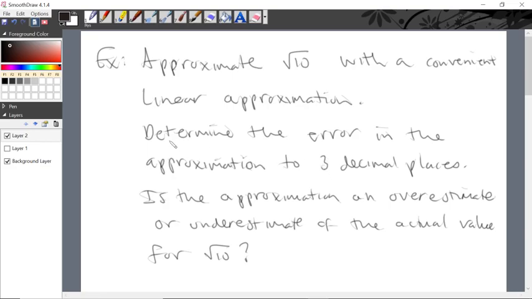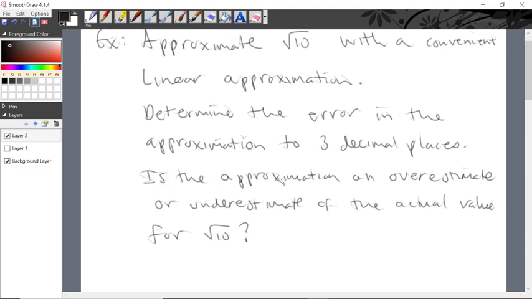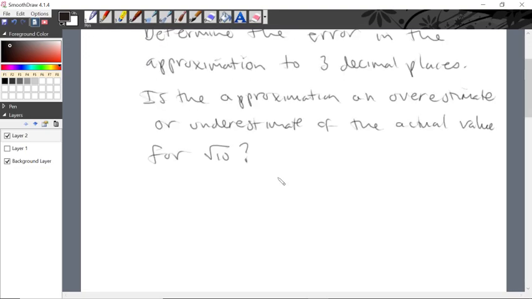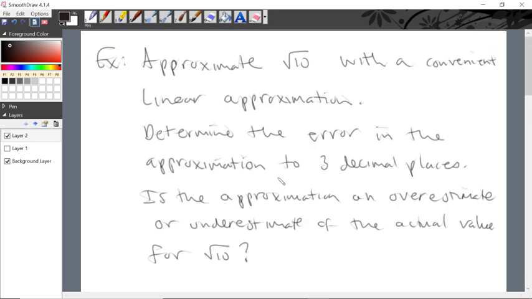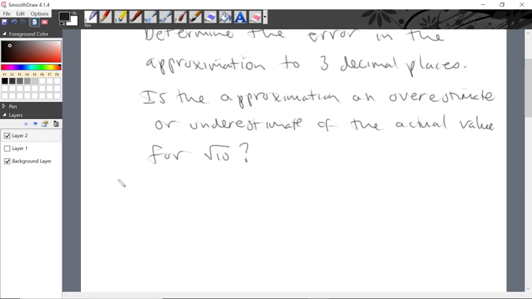That's the starting point here. Then determine the error in our approximation to 3 decimal places. We should use a calculator for that. And is the approximation an overestimate or underestimate of the actual value for the square root of 10? Consider a function that would output the square root of 10.